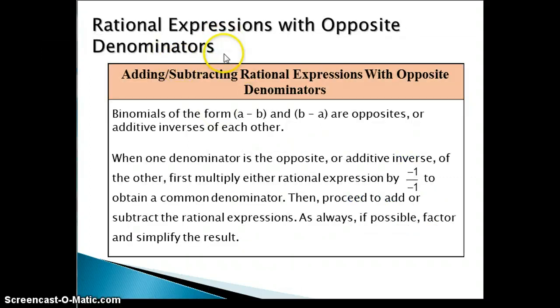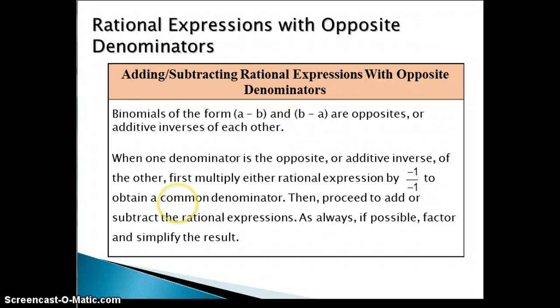Now we're going to look at a few examples where the denominators are not exactly the same, but they are opposites of each other. So binomials of the form a minus b and b minus a are opposites, or additive inverses, of each other. Whenever you see the same binomial with subtraction between the terms, but the terms are in the opposite order, we call those opposites. If you were to add those two expressions together, they would add up to 0. That's why we call them additive inverses of each other.